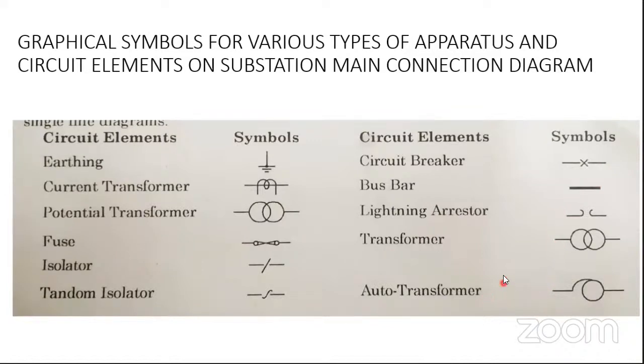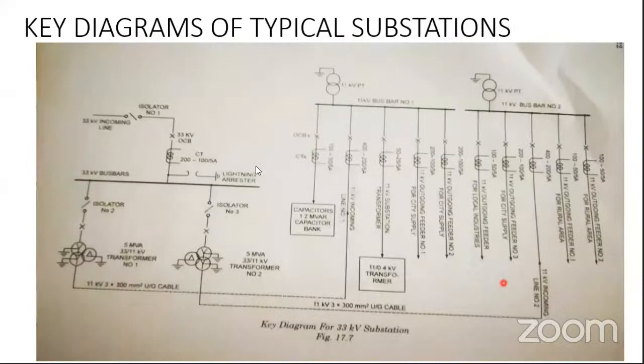Now, we'll check. Yeah. We have one solid line, another solid line, another solid. So, what is this? This is a bus bar. This is a 33 kV bus bar. This is an 11 kV bus bar. If you observe, what is the difference? The 33 kV bus bar is drawn slightly thicker than the 11 kV bus bar.